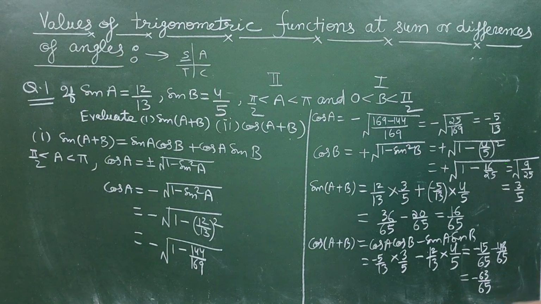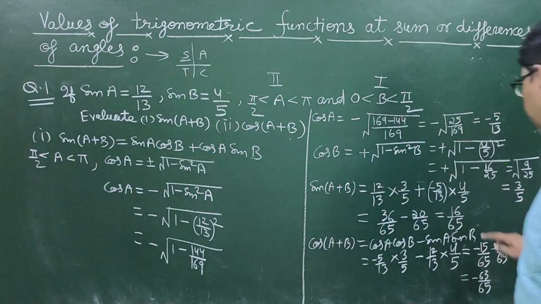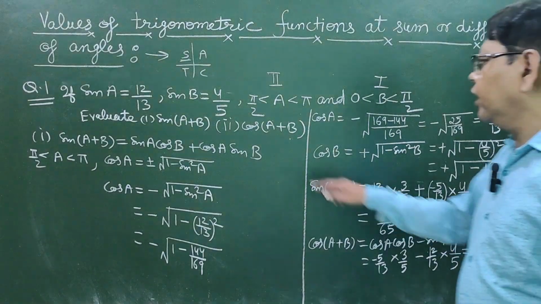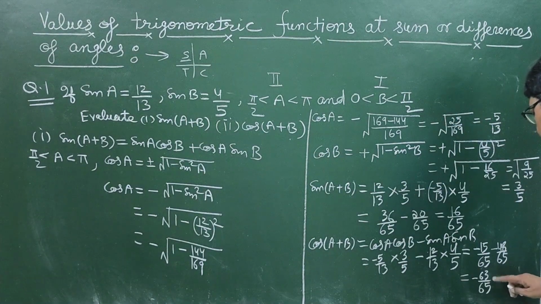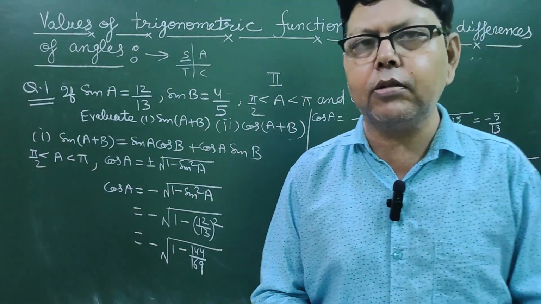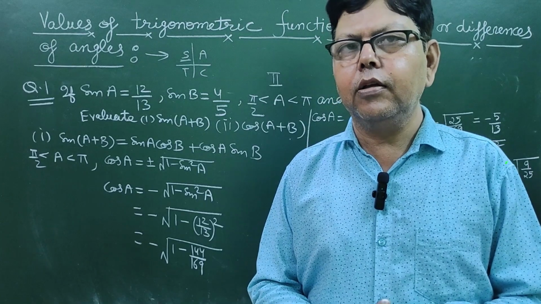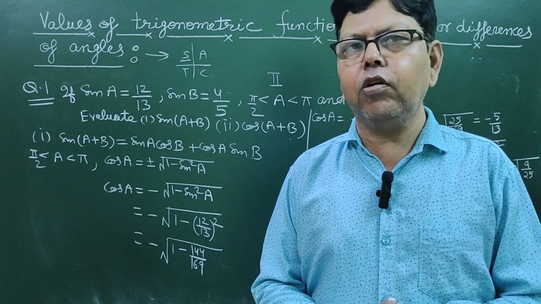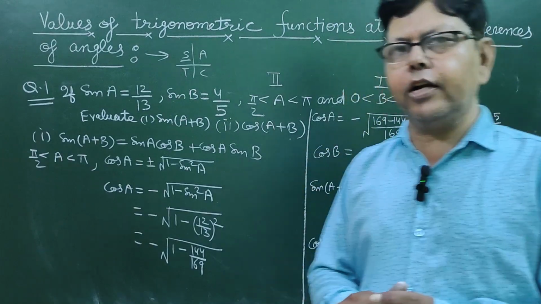So students, the value of sin (A plus B) is 16 upon 65, and the value of cos (A plus B) is equal to minus 63 upon 65. I think, students, you have understood the method of how to evaluate the values of the sum of sine or cos using the quadrant concept.